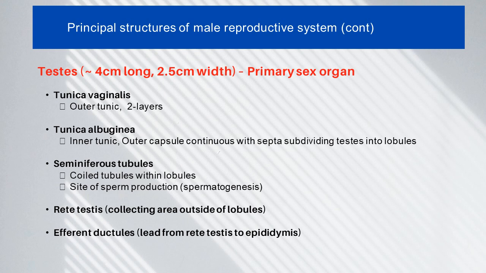From the tunica albuginea, septa will extend and divide the testis into several lobules. Inside the lobules is the seminiferous tubule, a coiled tubule. Seminiferous tubules are the site of sperm production. After the sperm is produced in the seminiferous tubule, it will move to the rete testis, which is located outside the lobule. Then the sperm will move to the efferent duct, which leads the sperm to the epididymis.